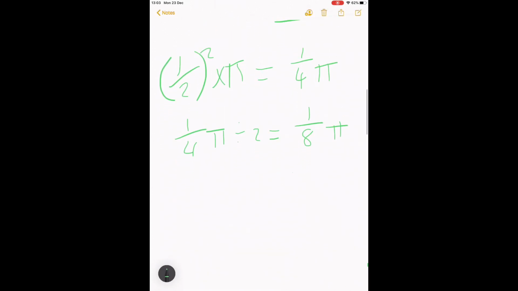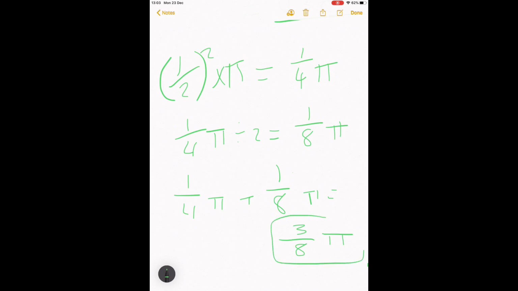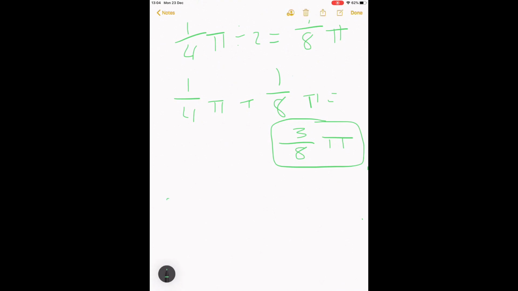Now we can add both together. So we have a quarter pi, add 1/8 pi, which is 3/8 pi, because 2/8 is a quarter, and 2/8 plus 1/8 is 3/8. So you have 3/8 pi as the total area of our white semicircles inside the triangle. Then we can do root 3, which was our area of our triangle, minus 3/8 pi, which equals the area of the shaded part in the middle.